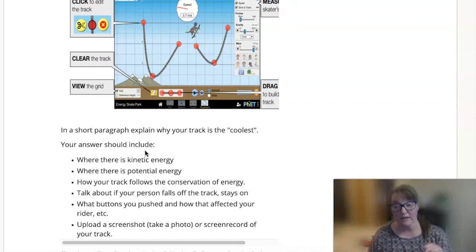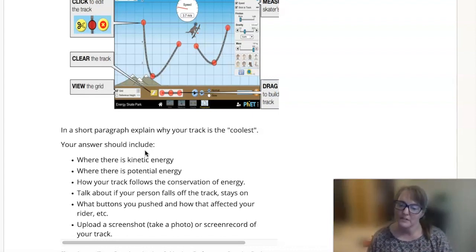So if you are able to take a video of your person going through that track, or in the case above, your dog going through the track, that would be awesome. You can have as much fun with this as you want. If your person falls off the track, why did they fall off the track? If they stay on the track, why did they stay on the track? Where is the energy in there that matters?